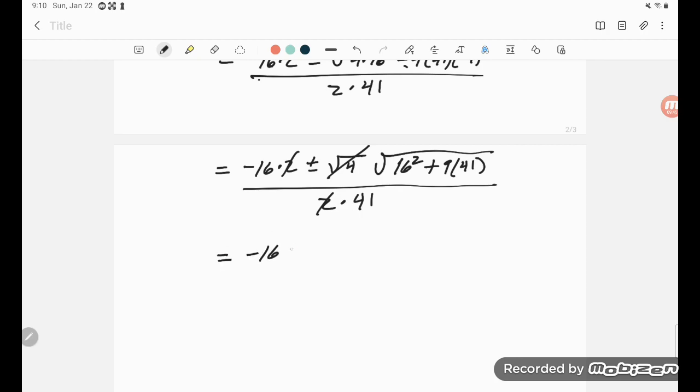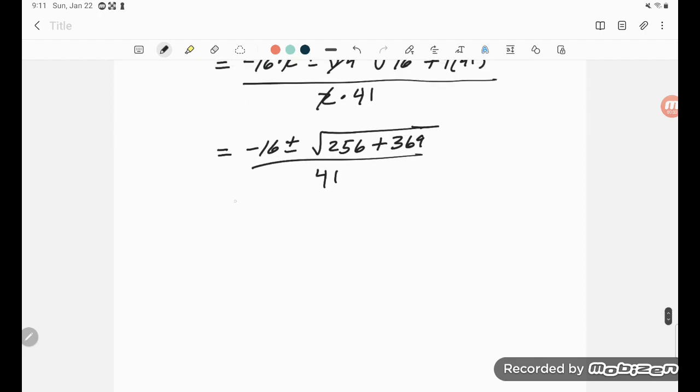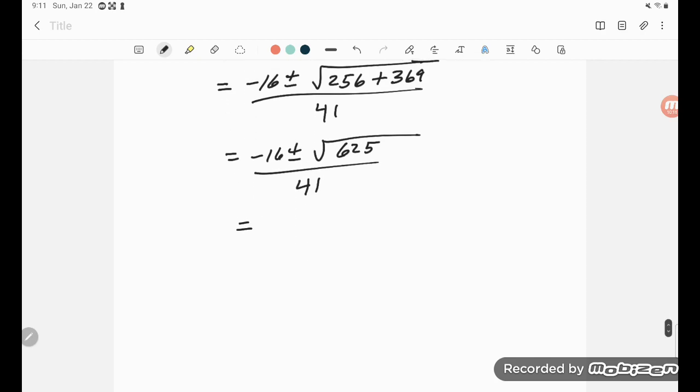And so I get minus 16 plus or minus the square root of 256 plus 369. See, I could do that one also. All divided by 41. So this is equal to minus 16 plus or minus the square root. If I add this together, I get 625 over 41. Now, that's magic in that I actually know that 625 is a perfect square. This is minus 16 plus or minus, and this is 25. 25 squared is 625, so over 41.